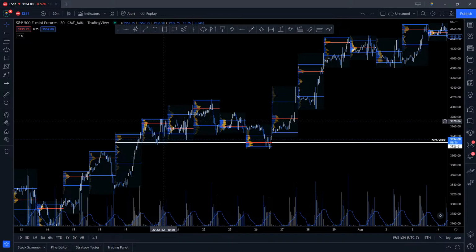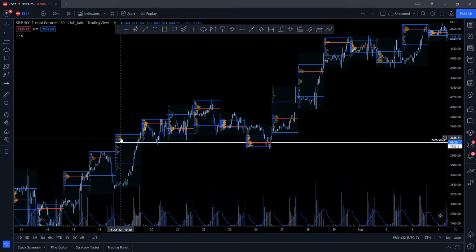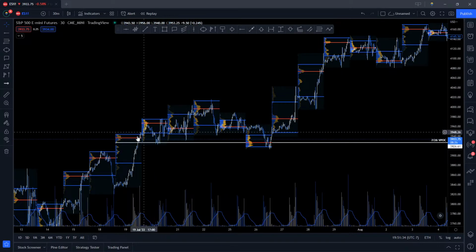Market makers don't chase price. So when the stock price leaves this area, they just leave their order there because they know they're going to end up getting filled eventually.